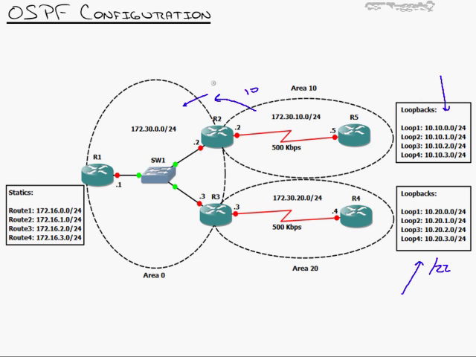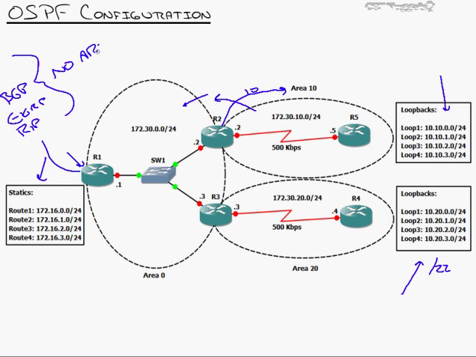Remember, ABRs and ASBRs are where summarization happens, but ABRs have the luxury of saying area such and such range. Well, when you come to an ASBR, this isn't an area. It typically is a RIP network or an EIGRP network or some other type of network that we're redistributing, and all of these have no areas. There's no concept of area.